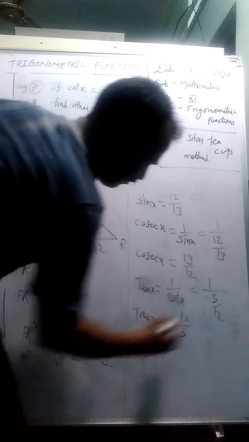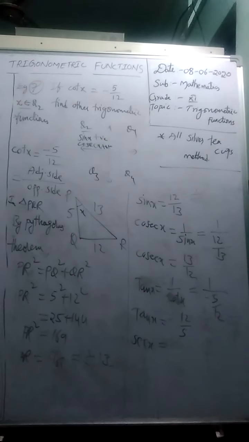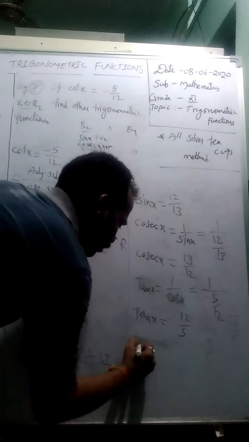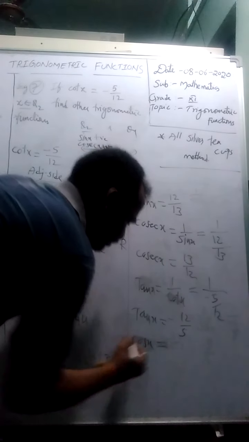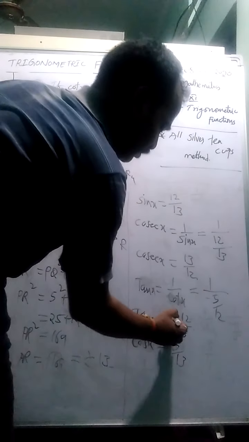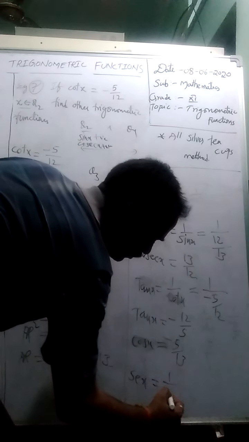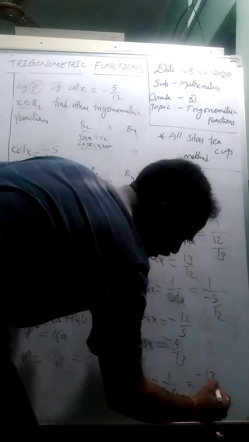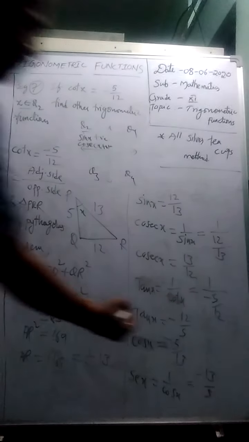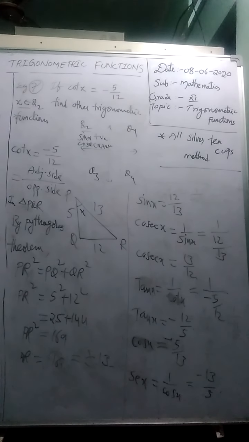Then tan x equals minus 12 by 5. Now secant x: first we should know cos x. Then cos x equals, as we know, adjacent side by hypotenuse, that is 5 by 13. It is negative, and secant x is reciprocal to cos x. So directly we can write minus 13 by 5. So this is the way to solve the problems based on these trigonometric functions by using the All Silver Tea Cups method, how the sign is changing.